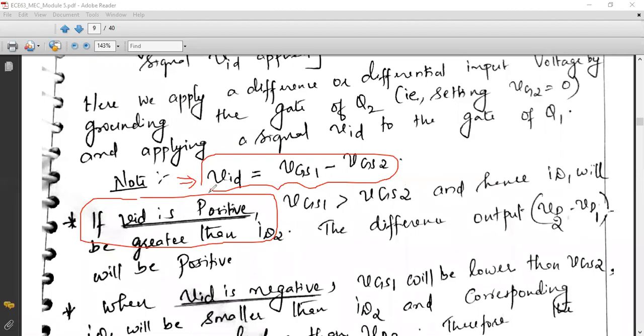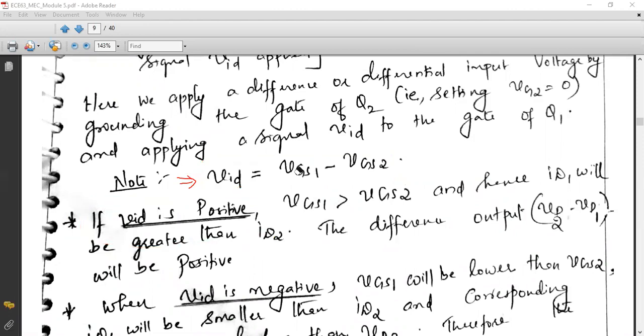Clear, students? If I'm maintaining a higher input voltage to the gate of Q1 and lower input to the gate of Q2, just like the circuit I have shown, isn't it? I have given a positive voltage to the gate of Q1 and ground to Q2. Ground means lower voltage only, right? That means the gate of Q1 is maintained more positive than the gate of Q2, which means the differential voltage, as of now, is a positive voltage.